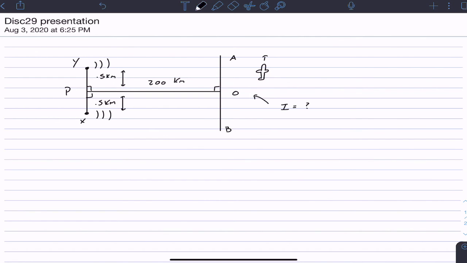Each signal emits intensity I naught. So each one emits I naught. And one of them is out of phase by pi over 2 radians. Okay, then we're told I have this airplane here. This airplane is flying along this direction. And then we're asked to find what is the intensity that the airplane receives at point O, which is right here. This is point O here.